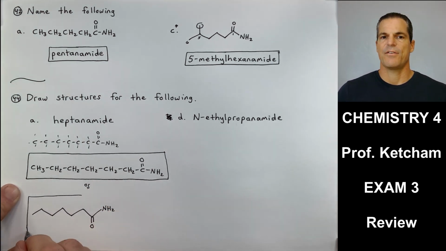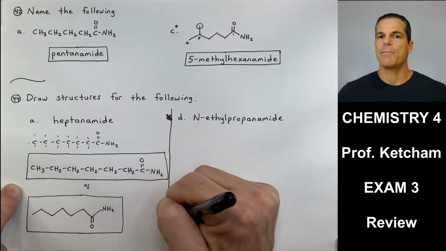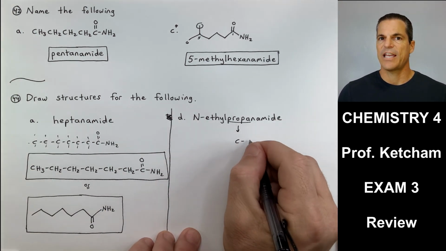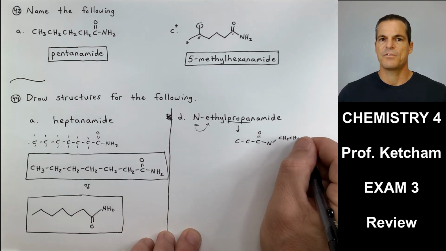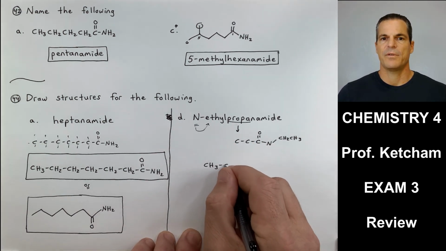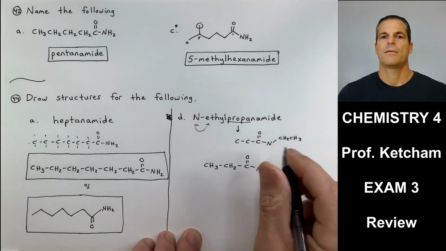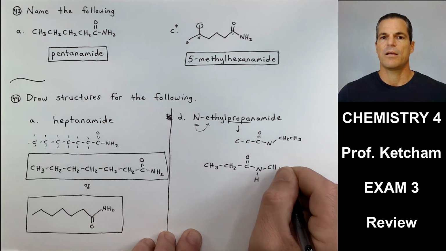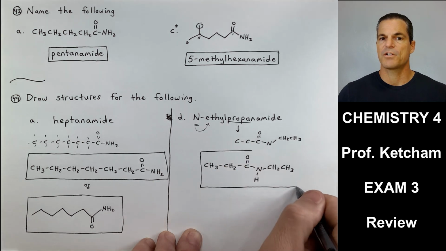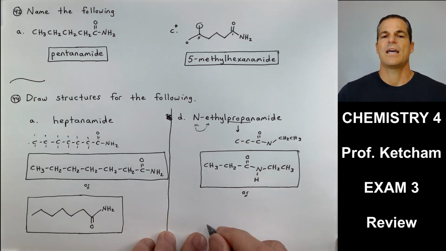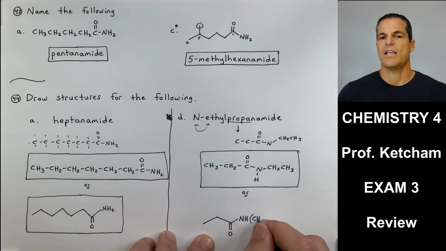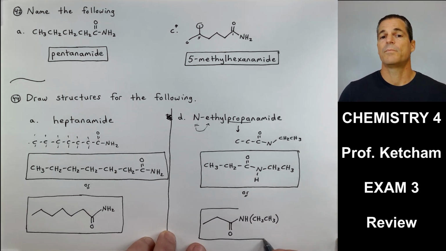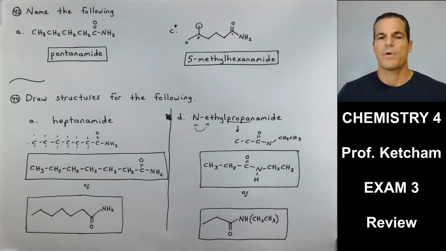D, N-ethyl. What does that capital N mean? That means the ethyl is attached to the nitrogen. N-ethyl means the ethyl is attached to the nitrogen. So propanamide is only 3 carbons. I can draw that in. And then I clean this up and write a box around my completed structure. If I was asked to do the line angle structure, it would look like such. Now, rather than parentheses, CH2, CH3, you could have also put a little direct bond there, all right?